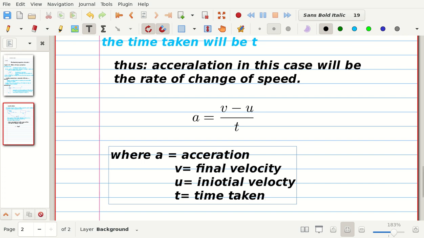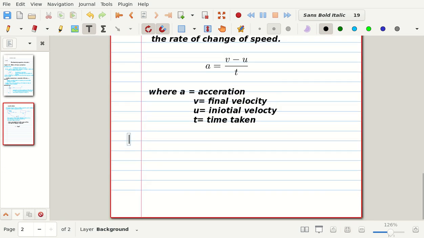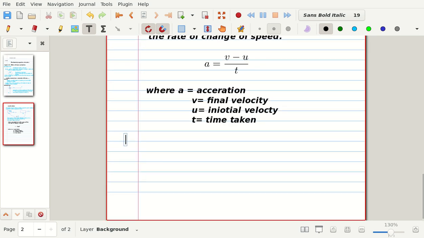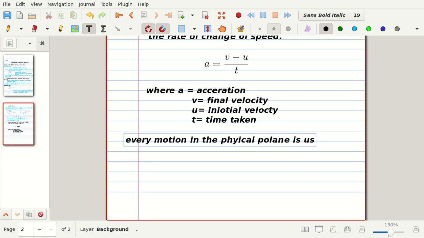So finally, this is my last, this is where we shall start again next lesson. We shall say every motion in the physical plane is usually determined by the laws of motion.